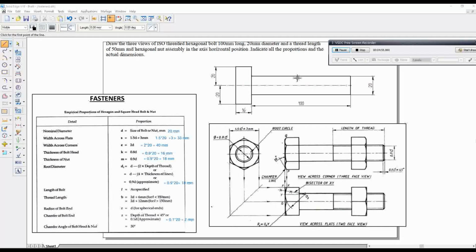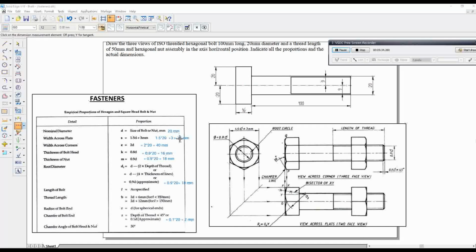So I'm going to draw 18 mm, so 9 mm on both sides, 9 mm from the center. Here, what is the length of the thread? Here, thread length is given as 50 mm.